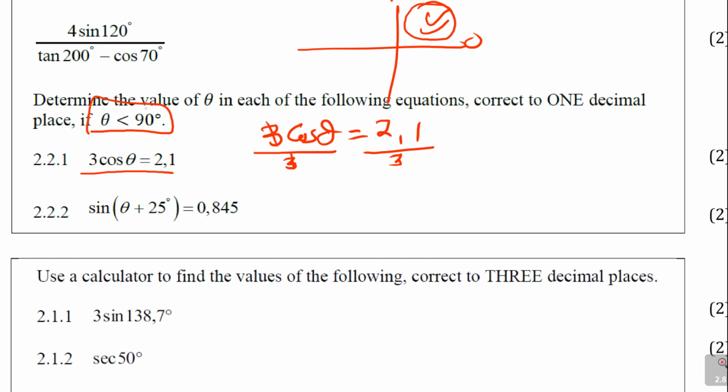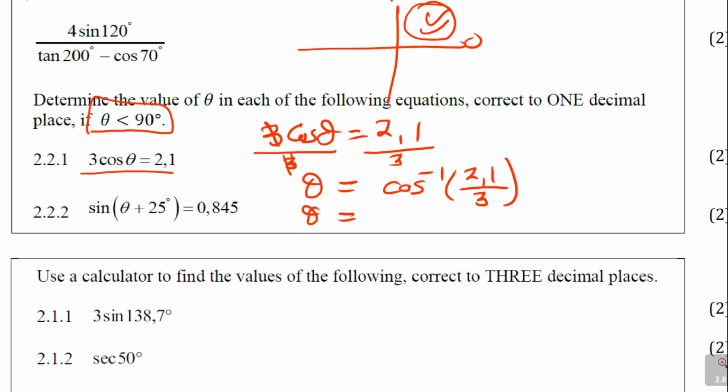So you see, I've got cos theta now. How do I find theta? Because I've already divided, theta is equal to, that's where you say arc cos. You say arc cos, not inverse of cos, but arc cos. Then you say 2.1 over 3. See that? Then you get the angle now. Theta must be in degrees.